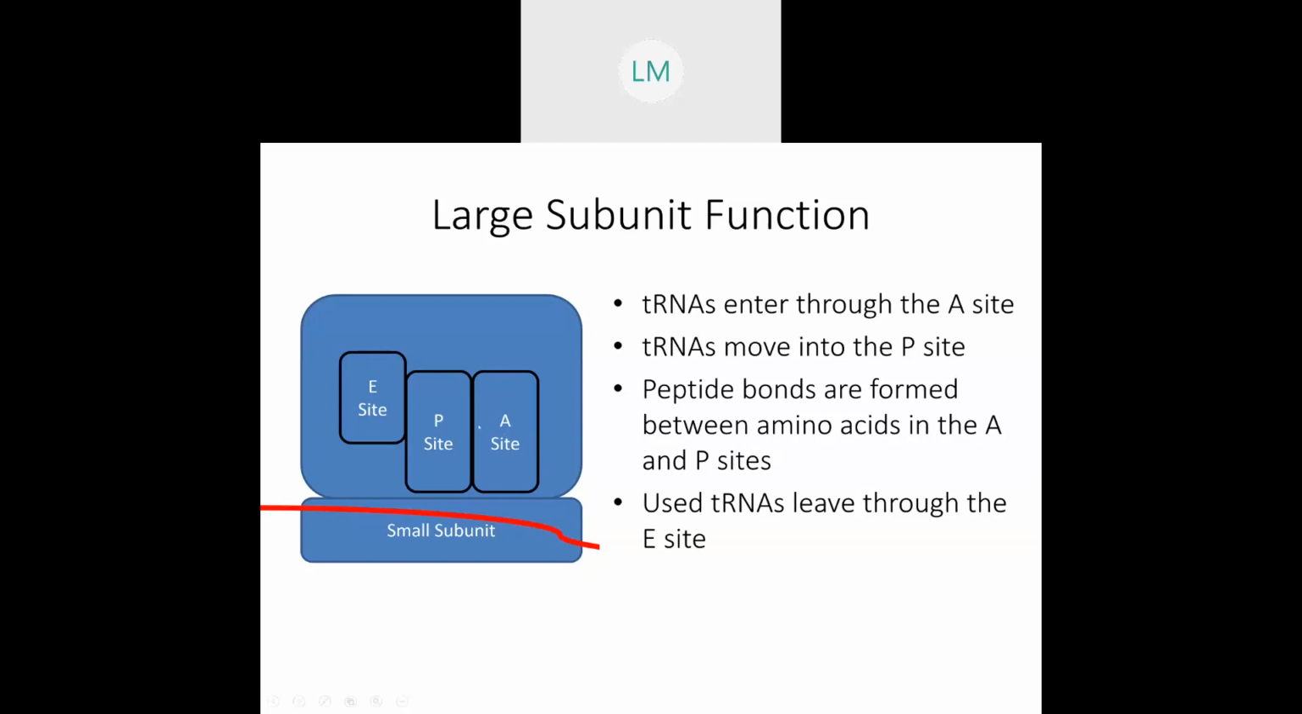And then once we have these two sites occupied, each of the tRNAs that are sitting in here have an amino acid attached to them. So those two amino acids can form a bond between each other, and then we start to have this growing chain of amino acids. Once the tRNA has donated its amino acid to the chain, it moves over here to the E site and it exits.